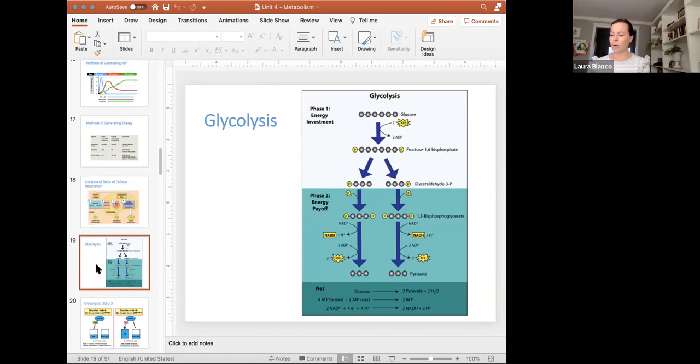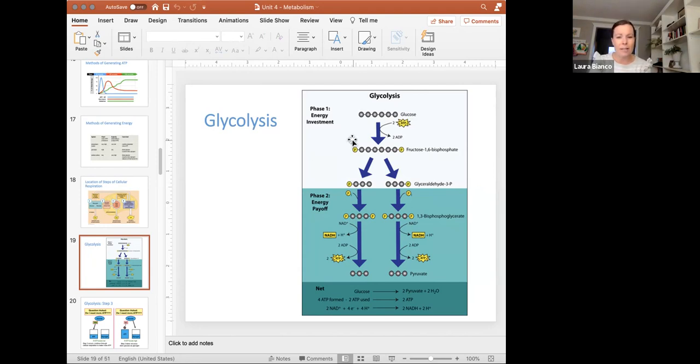So a quick overview of glycolysis. This is the very first step, and this step is actually the only one that doesn't require oxygen to be present. Any process that can occur without oxygen is known as anaerobic. So this is an anaerobic process. It occurs in just the liquid portion of the cytoplasm of cells. That's called the cytosol. So it occurs there.